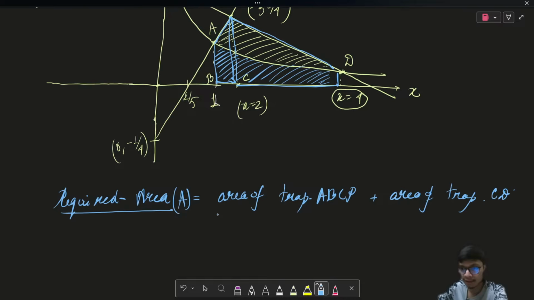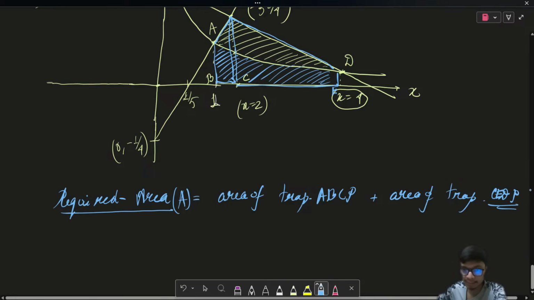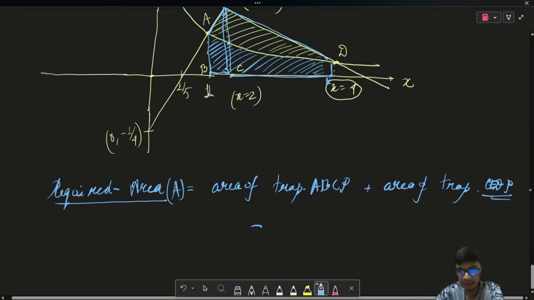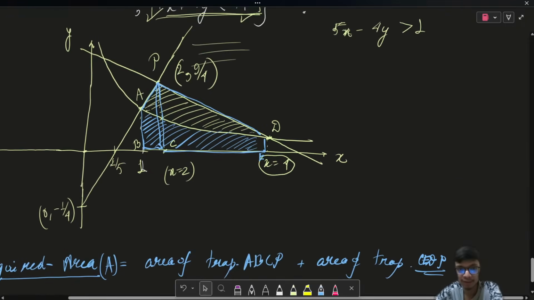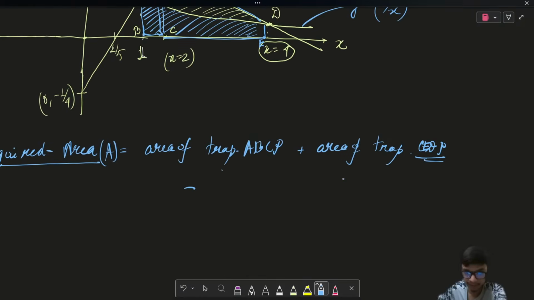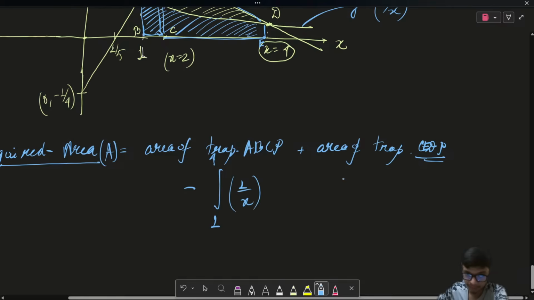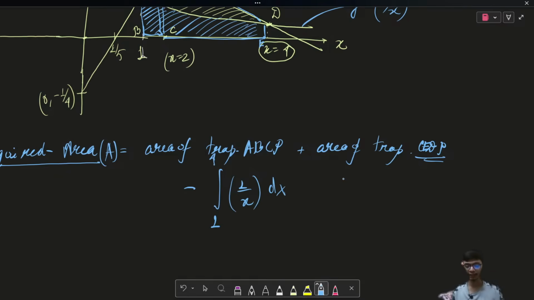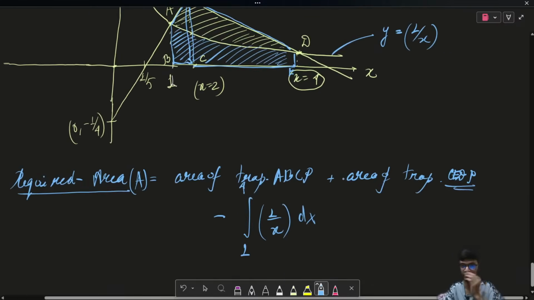trapezium CD, P, sorry, we have to name some point over here. Let us call this E, so CEDP. Then subtract this particular blue region area. For the blue region area, we can use simple integration, that is the integration under this particular curve y equal to 1 upon x. We know the simple integral result for it. So we subtract the area under the curve from x equals 1 to x equals 4 of 1 upon x dx. This will give me the required area of the region set in yellow.